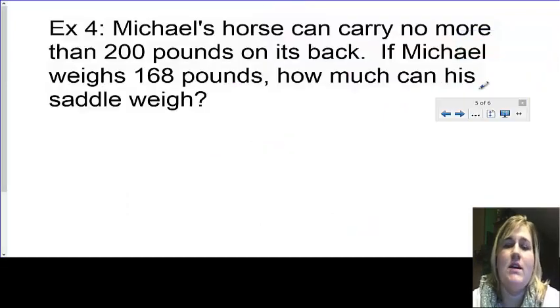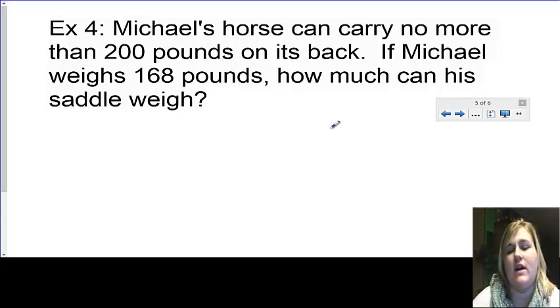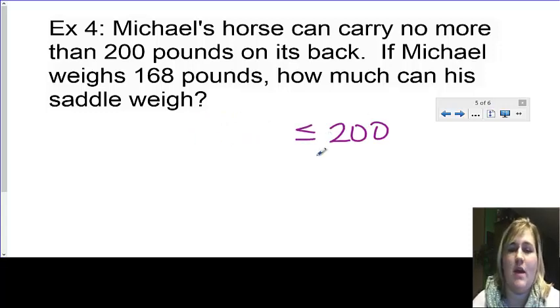Last example says Michael's horse can carry no more than 200 pounds on its back. If Michael weighs 168 pounds, how much can his saddle weigh? Okay, so the horse cannot carry any more than 200 pounds. 200 pounds is the most. So I know that whatever is on the horse has to be less than or equal to 200 pounds.